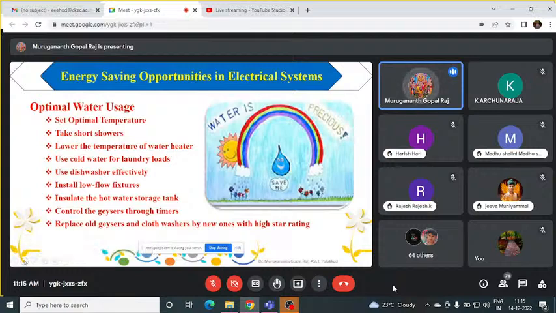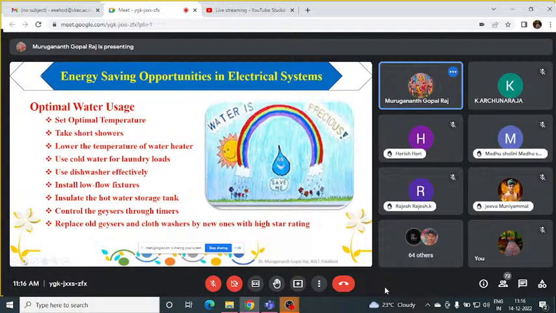Then the next point is take short showers. Don't spend too many hours inside the restroom by taking long showers. Try to avoid that and take short showers. Then lower the temperature of the water. If it is a storage water heater, once the water temperature rises up, you drain out all the hot water to some other vessel or bucket-like system, collect it over there, and then store it with the next set of water. Like that you do it.